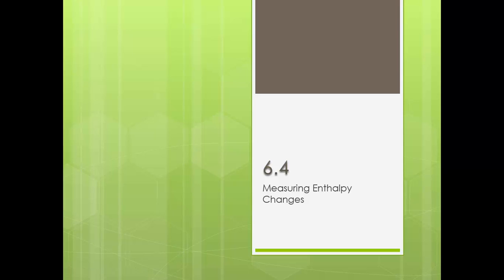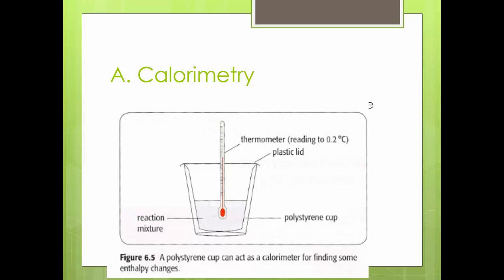4, measuring enthalpy changes. So this deals with experimental reactions to find the enthalpy of that reaction. In the previous section we talked about calculating it with simple enthalpy of combustion reactions. This deals with actually experimentally calculating the enthalpy changes. And how to do that is with a calorimeter. The science is called calorimetry.